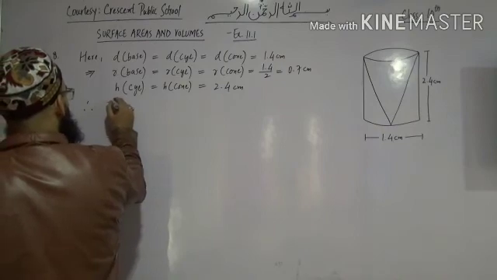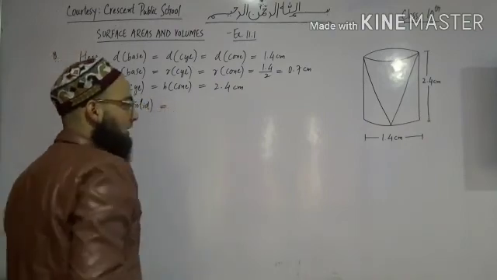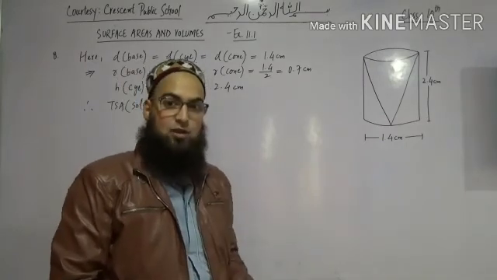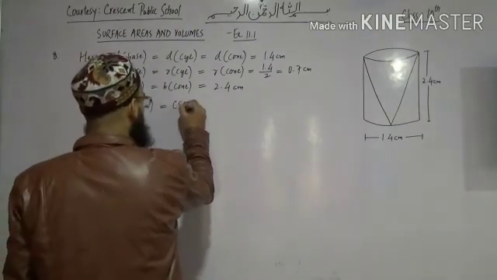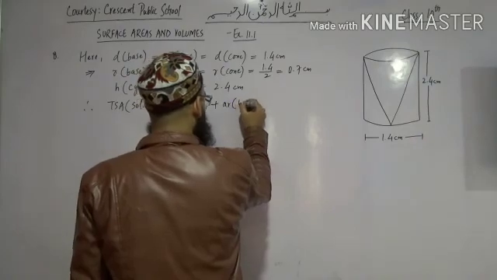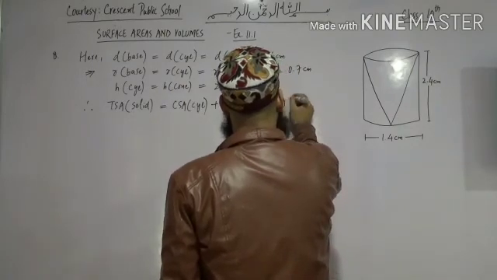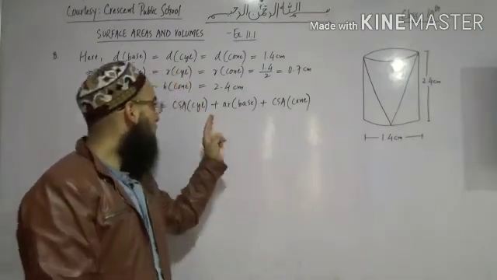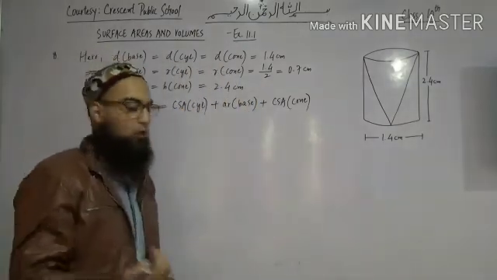Therefore, the total surface area of the solid is equal to, as I said, the curved surface area of the cylinder plus the area of the base plus the curved surface area of the cone. You got it? For the curved surface area of the cylinder, you are including this portion. The area of the base, you are including the base, and the curved surface area of the cone, you are including that conical cavity which is being hollowed out.